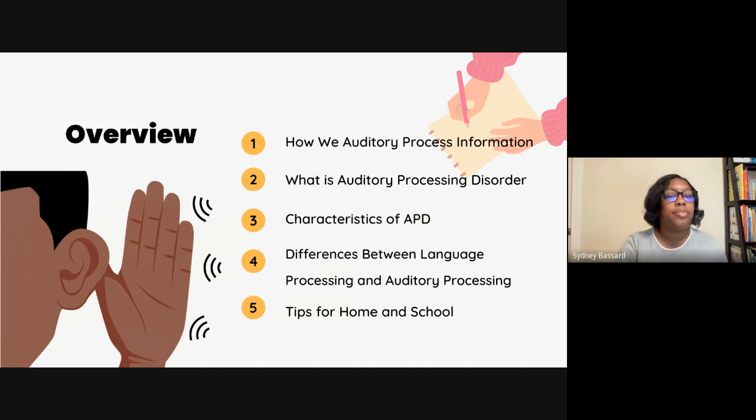So just giving kind of a brief overview of what we're going to talk about: how we auditory process information. What exactly is auditory processing disorder? Characteristics of auditory processing disorder. What actually is the difference between language processing and auditory processing? And then we'll be wrapping up by sharing some tips from home and school.